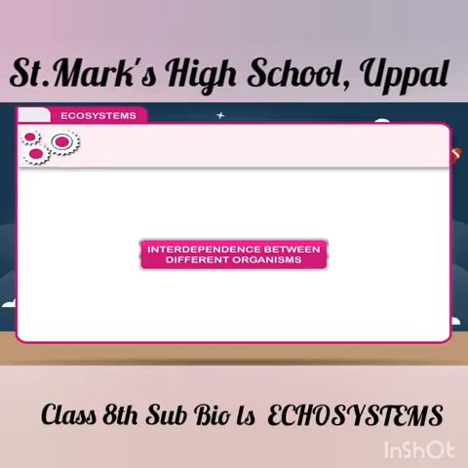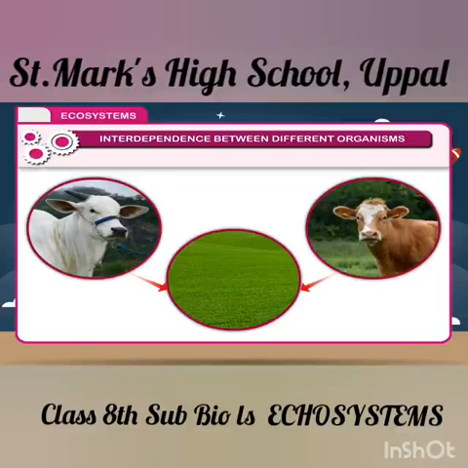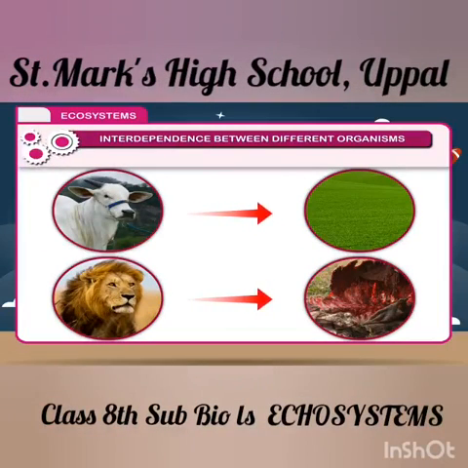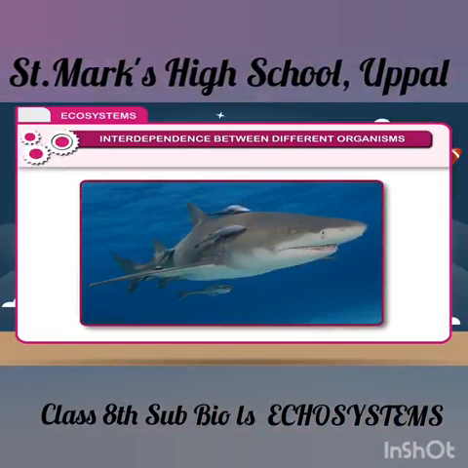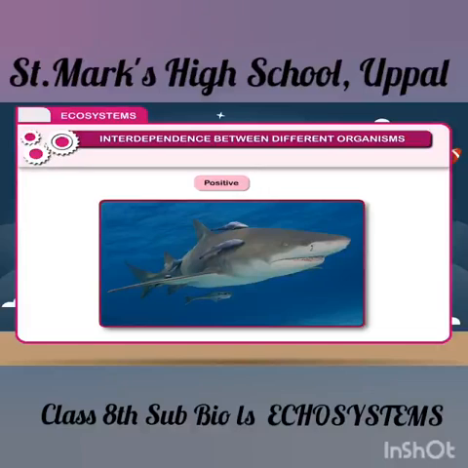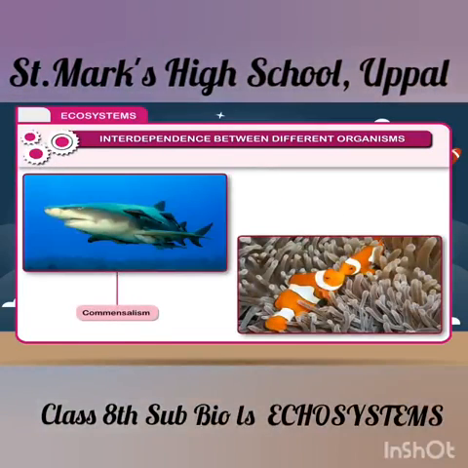Interdependence between different organisms. Relations between the organisms of the same species are called intraspecific relationships, and when two or more different species depend on each other, it is called an interspecific relationship. Interspecific relationships may be positive or negative. When one species helps another species or when one or both the species are benefited, the interaction is called positive. For example, commensalism and symbiosis are some examples of positive interactions.